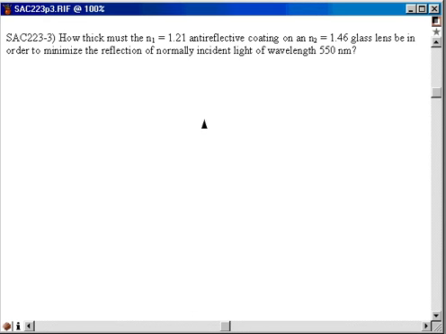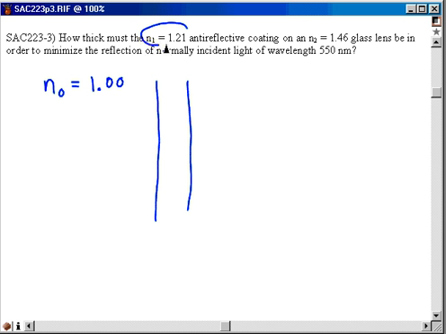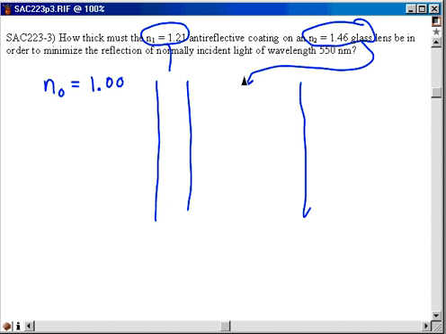Okay, we're going to assume this lens is going to be used in air, and let's call it n0, the index of refraction of the air, which to 3 sig figs is 1.00. Then we've got our thin film with index of refraction n1, and the glass back here with an index of refraction of 1.46, the n2. I think I'll write n2 and n1 in here.